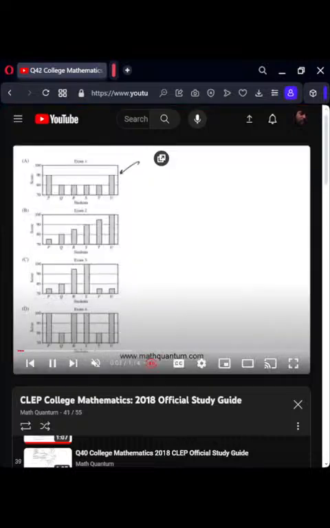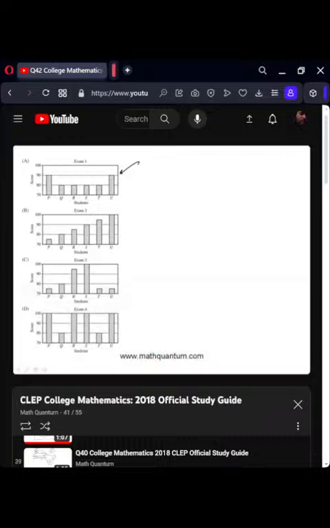So here is shown the scores of 6 students P, Q, R, S, T and U in 4 exams. Which are these choices A, B, C, D? We have to identify the graph in which the scores show the least standard deviation, meaning they deviate the least from the mean.